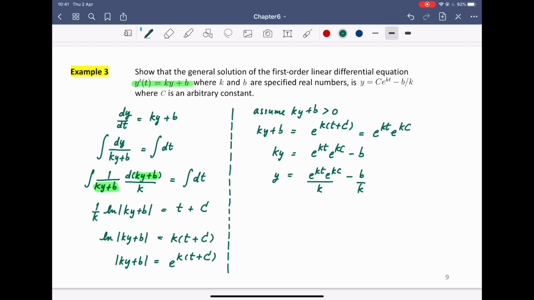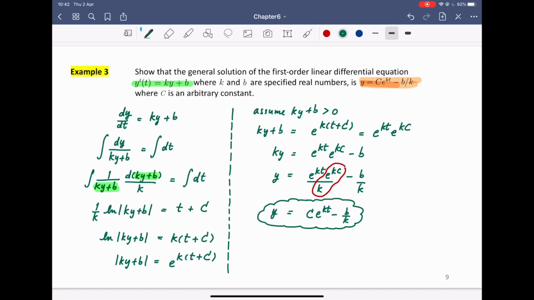The goal is that we're trying to simplify until we get the given solution here. So it looks similar now. I just need to change all my constants here. The constant that I circled here, e to the kc over k, I change to another constant c. And that is the answer. So I get y equal to c times e to the kt minus b over k. This is my general solution.